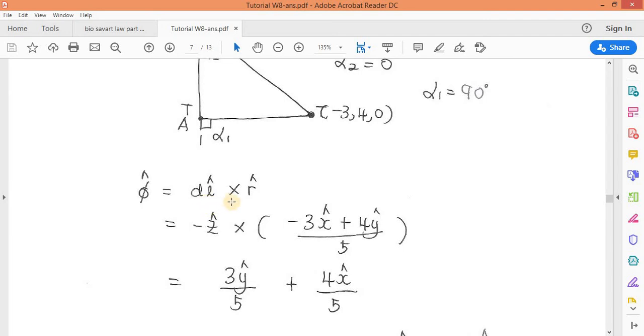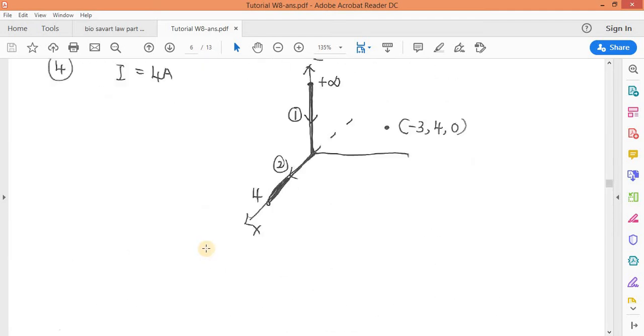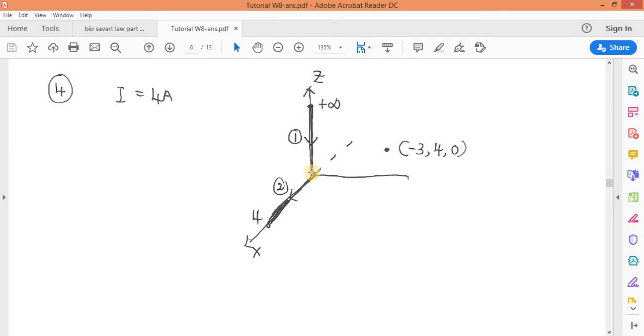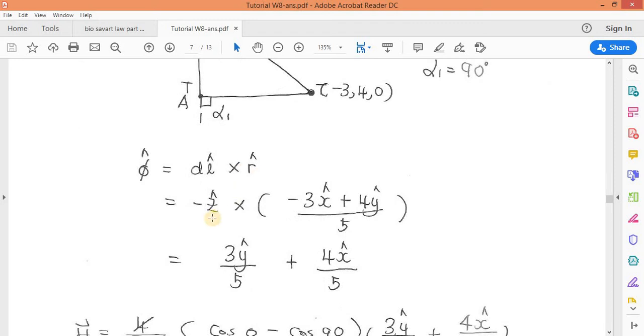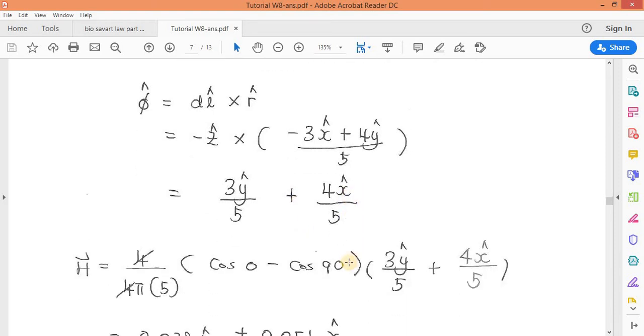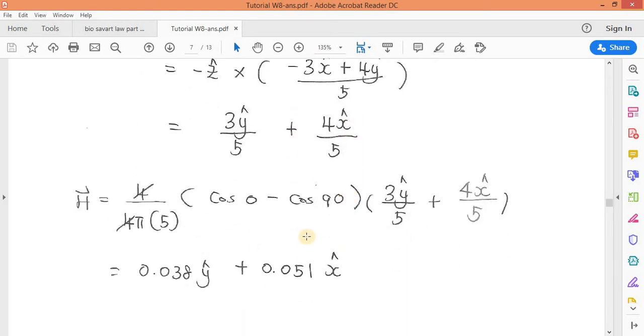it is from the dL cross product with the unit vector r. This one will be the direction of the current flow in the negative z direction, and you cross product with the unit vector r. So z cross x, you get positive y, and for z cross y, you get negative x, but here you have negative. As a result, you get positive x. Lastly, you can plug in.